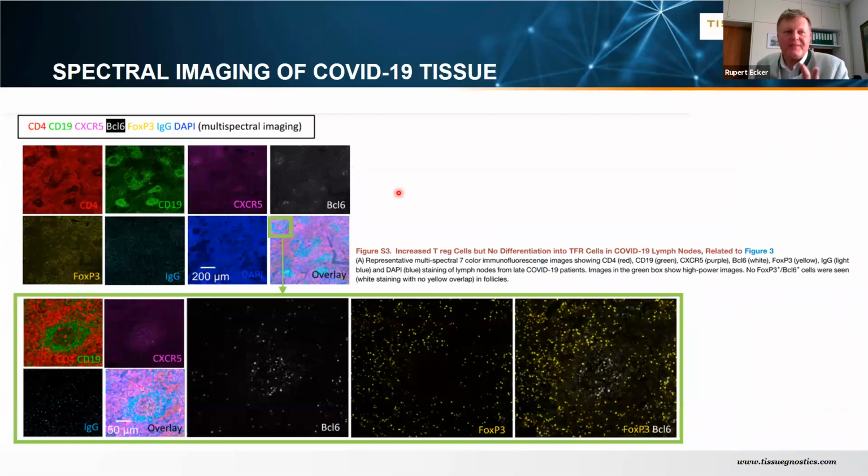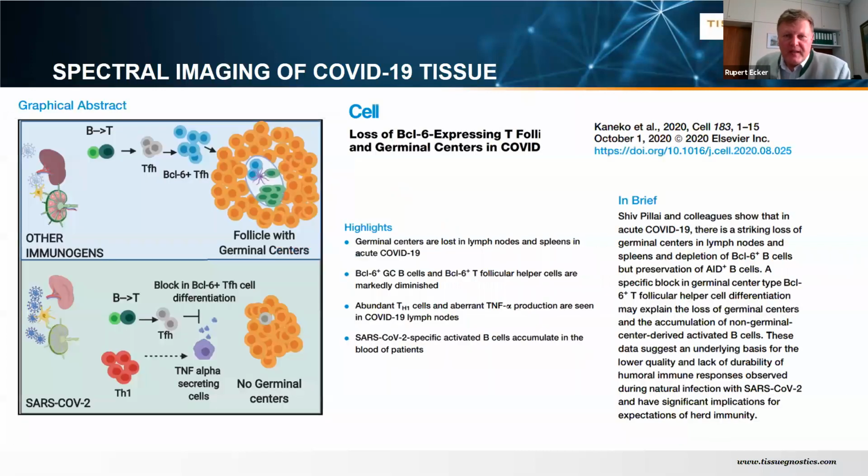I don't have the time to go into details now because this presentation alone would probably take an hour. But what I want to show you is that it was published online in August, and yesterday it was really published in Cell. So this is really top recent.